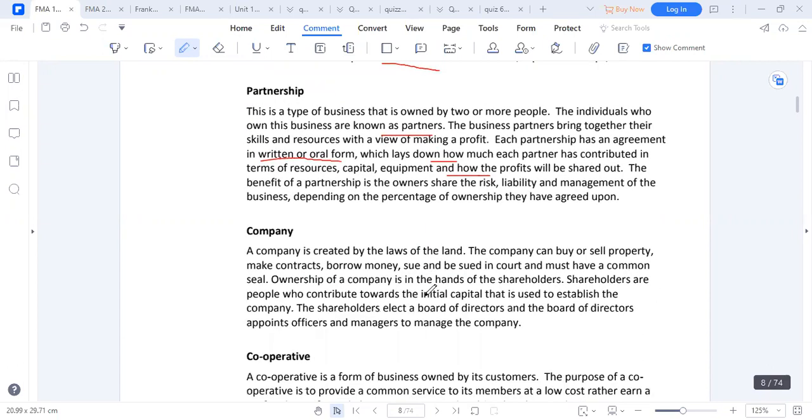Then we go to a company, which is created by law. In Zambia, we use CAP 388.